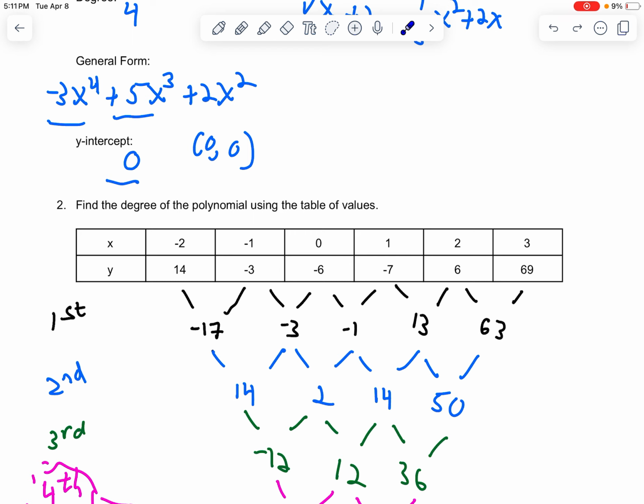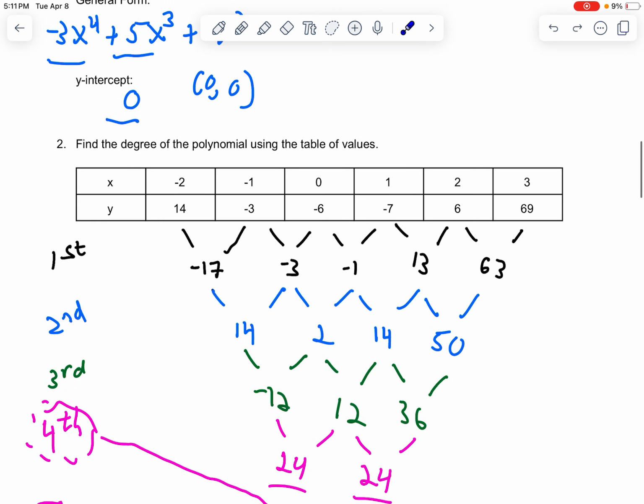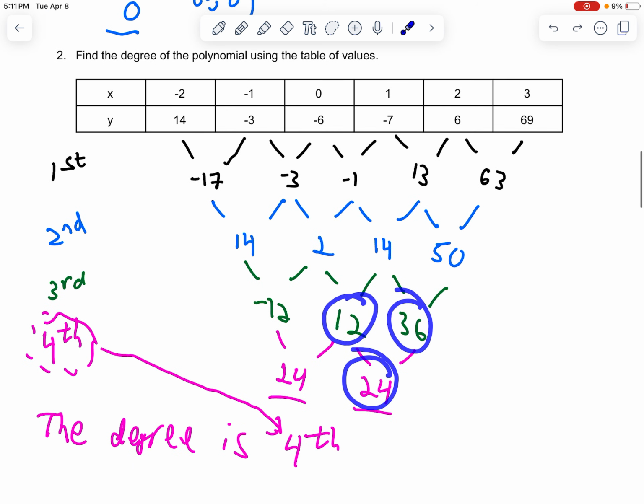Still not constant. And since we still have 3 points, we can get two differences out of there to see if they're constant, and it turns out they are. So the fourth time is a charm. 12 minus a negative 12 is a positive 24. 36 minus 12 is a positive 24. They are the same, so the degree is 4. All right, so it's degree 4, or a fourth degree polynomial.